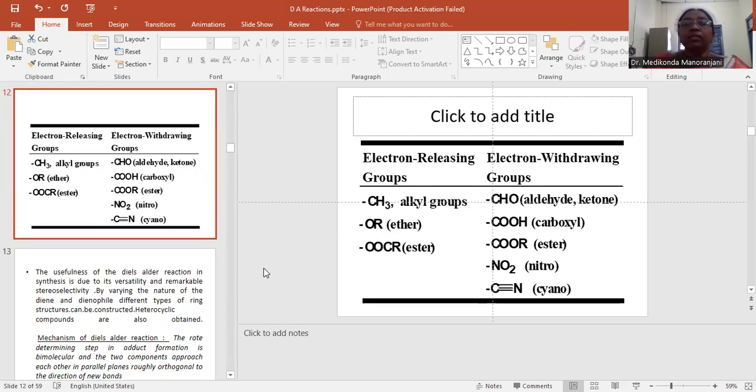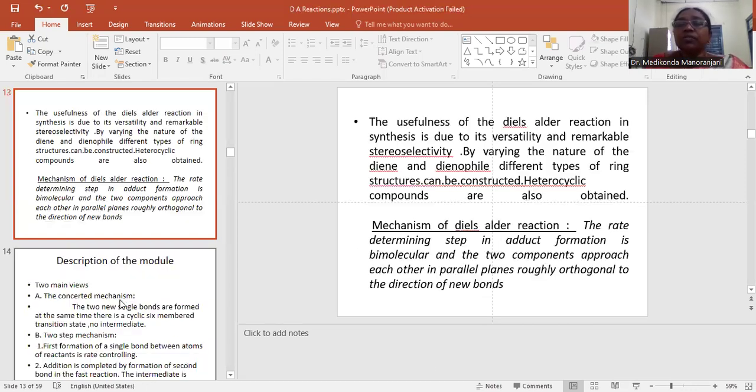In the diene, electron releasing groups will increase the rate of the reaction. And in the dienophile, electron withdrawing groups will increase the rate of the reaction, and vice versa. The usefulness of the Diels-Alder reaction in synthesis is due to its versatility and remarkable stereoselectivity. By varying the nature of the diene and dienophile, different types of ring structures can be constructed. Heterocyclic compounds are also obtained.